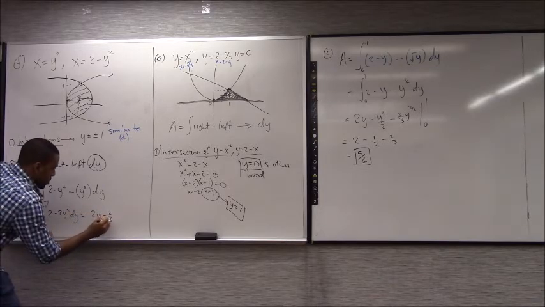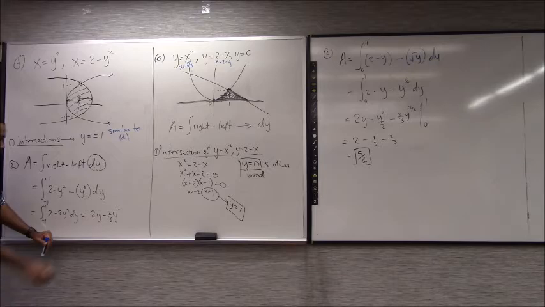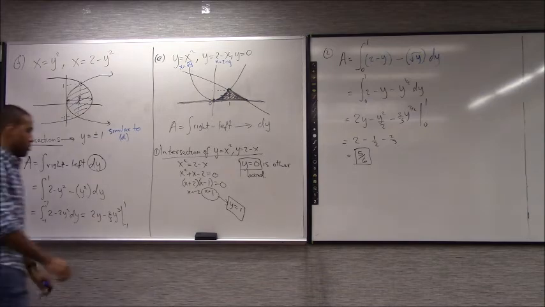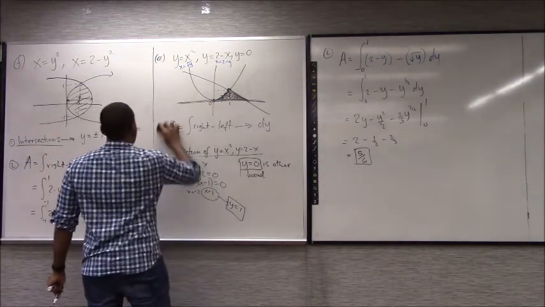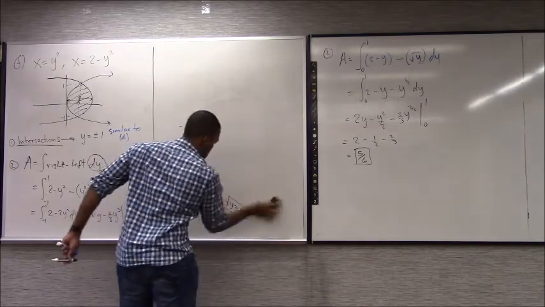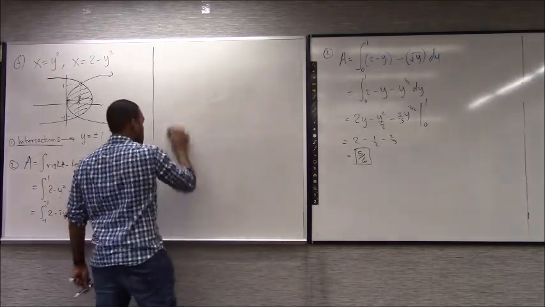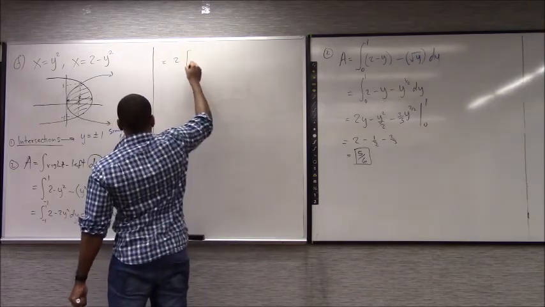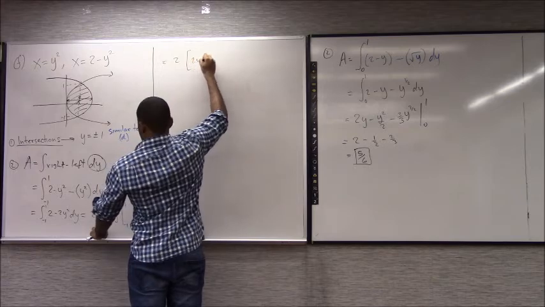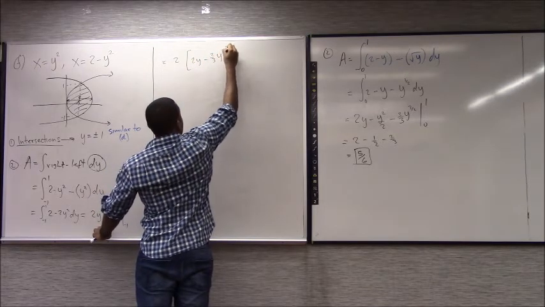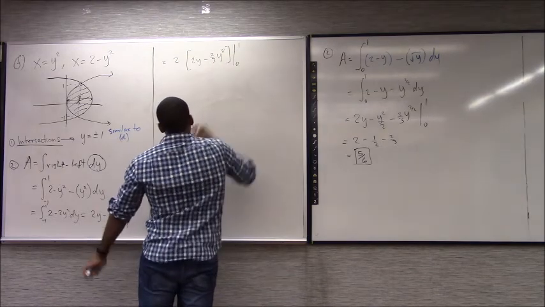2y minus 2/3 y cubed, between minus 1 and 1. Actually, I think I will use the symmetry because I don't particularly like arithmetic. So this is 2 times 2y minus 2/3 y cubed between 0 and 1.